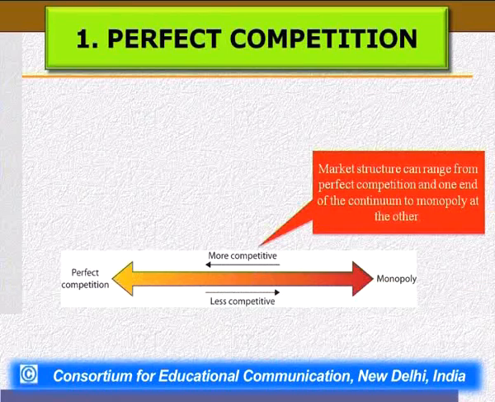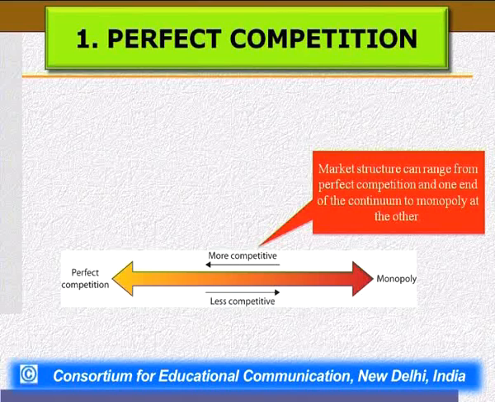What are the features of perfect competition and how does it appear? You can see on the slide that market structure can range from perfect competition at one end of the continuum to monopoly at the other. When we are done with perfect competition, then we will discuss monopoly. What is the meaning of monopoly? As the name implies, monopoly is only a single seller.